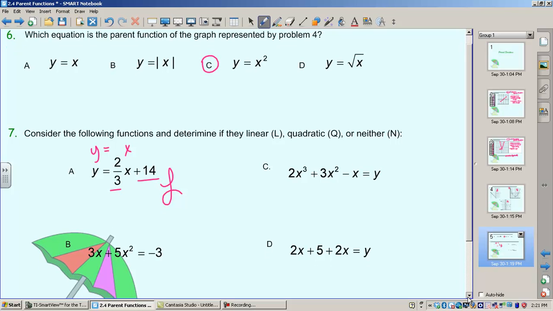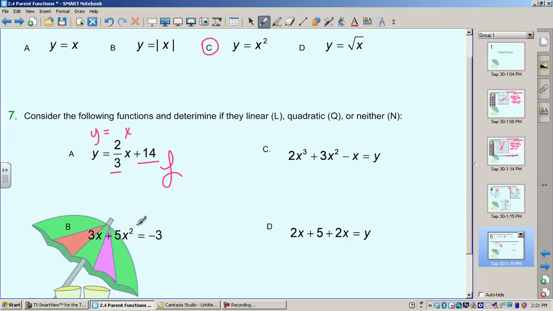Part B does not have a y in it, but that does not make it a neither. Here's what I notice. It has an x, so it could be in some form of y equals x, but it also has an x squared. So it also could have some form of y equals x squared involved in there. It also has this -3, but there are no exponents higher than x squared. The highest exponent in this equation is the x squared, which makes this a quadratic function. If I were to graph it, it would make a pretty parabola, just like the one that we talked about before.